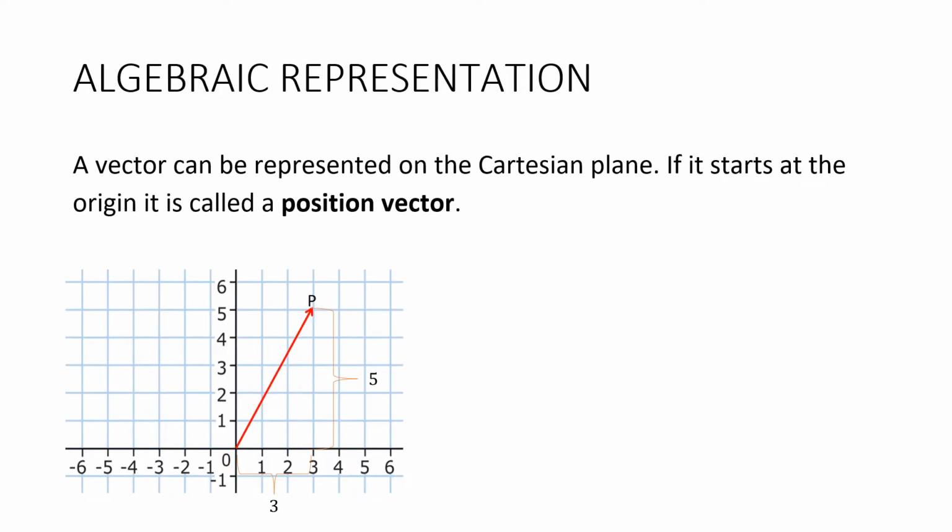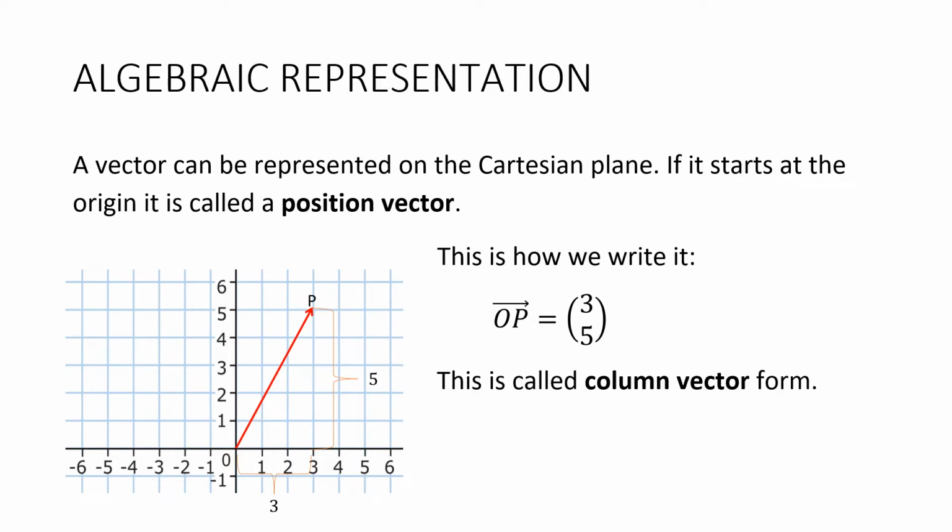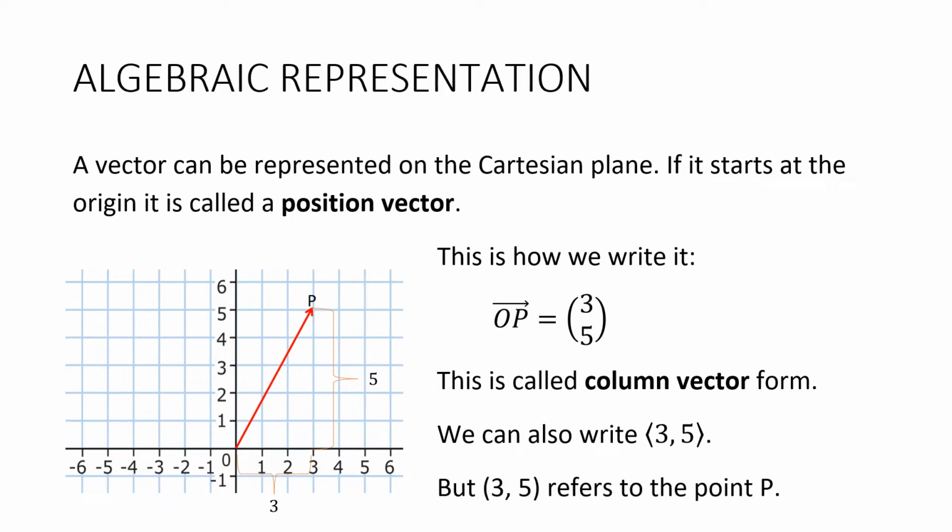A vector can be represented on the Cartesian plane, and if it starts at the origin, it is called a position vector. It's like it's been positioned in place. And this is how we write it: OP, because O is the origin, is equal to 3 units horizontally and 5 units vertically. This is called column vector form. You will also see this notation, but you will never see this, because (3, 5) with these normal brackets just refers to the point P, not the vector OP.